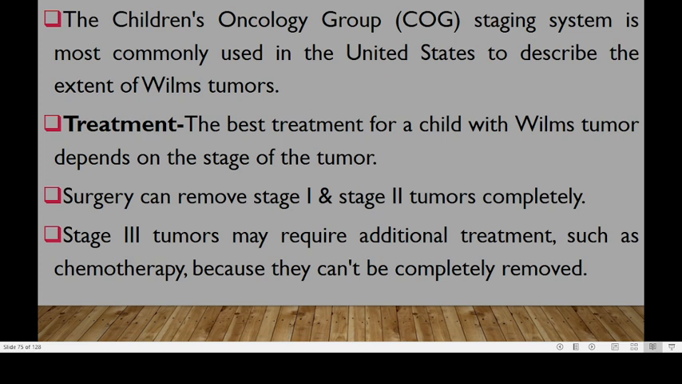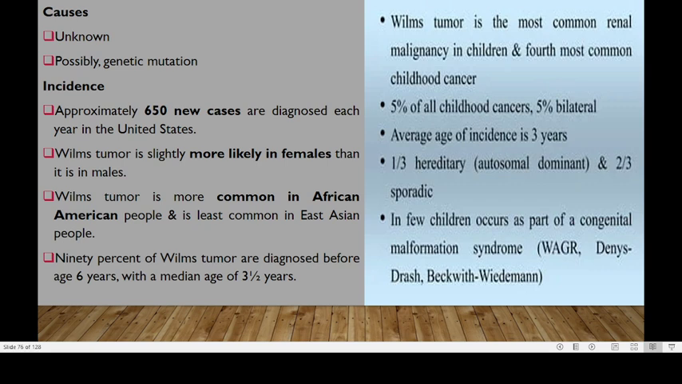The best treatment for a child with Wilms tumor depends on the stage of the tumor. Surgery can remove stage 1 and 2 tumors completely. Stage 3 may require additional treatment such as chemotherapy because they can't be completely removed.